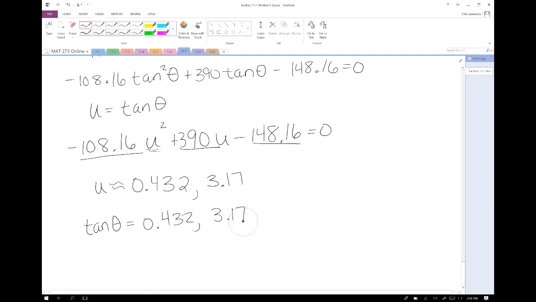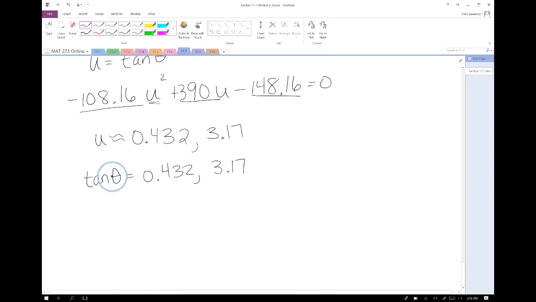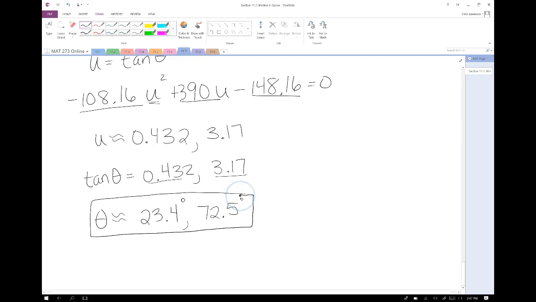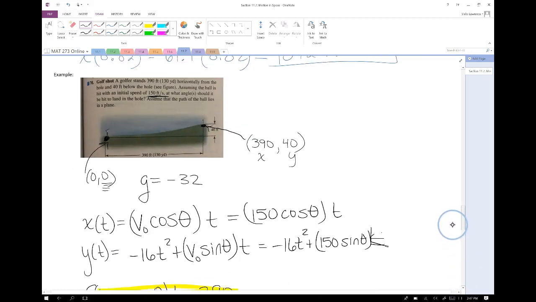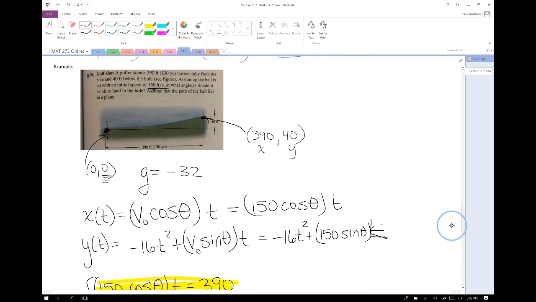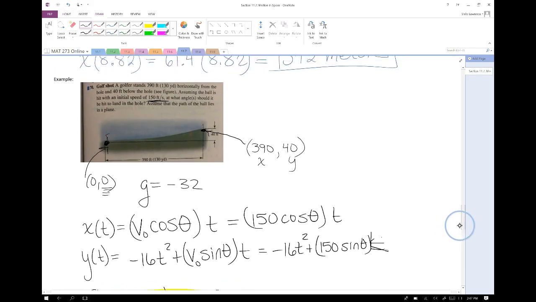So to solve for theta, which is what we were asked to do in this problem, we just need to calculate tan inverse of these two values. And I'm doing this in degree mode in my calculator, and I'm getting about 23.4 degrees or 72.5 degrees. If we were to hit the ball at either of these angles, we could go exactly 390 feet horizontally, sorry, not 490, and at the exact same time go 40 feet vertically.